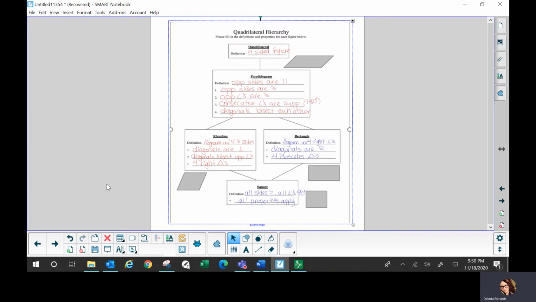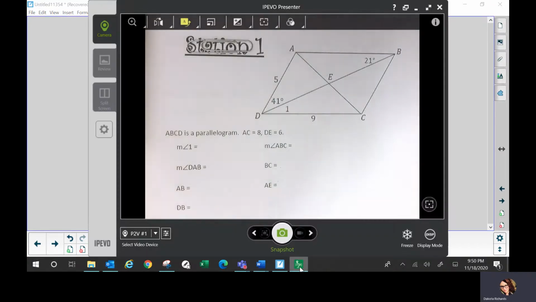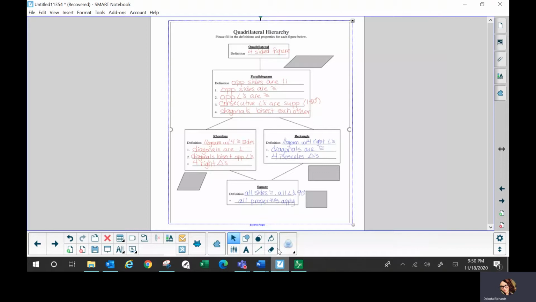Okay, and then the last thing we talked about was a square. All sides are congruent. All angles are 90 degrees. And then all of the other properties listed here apply to a square. So let's get into the station work that we had on Tuesday. Station 1 told you it was a parallelogram. So if you refer back to your sheet, you're looking at these rules. Okay, the five that we looked at.